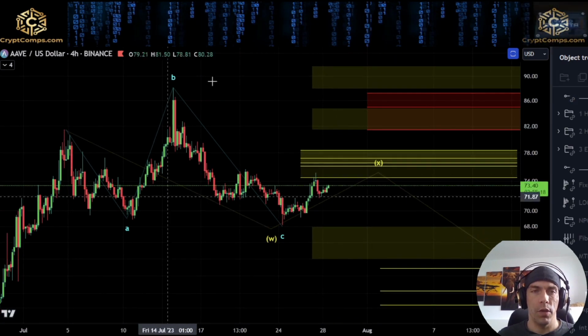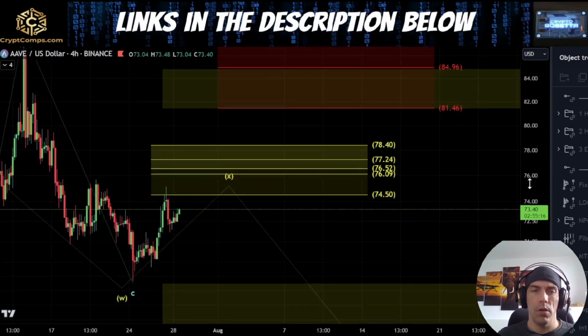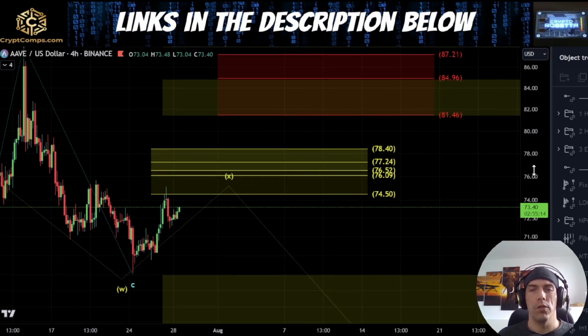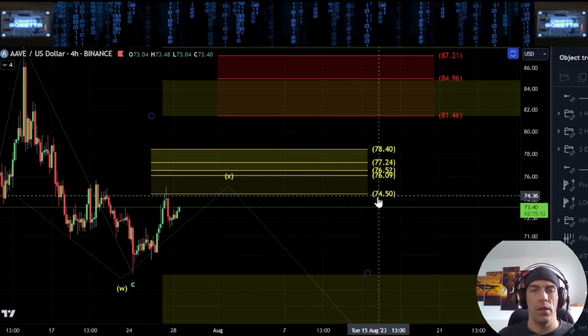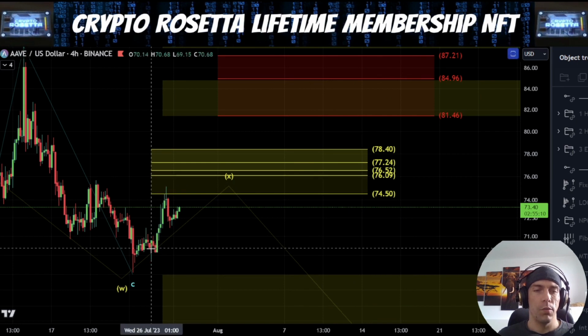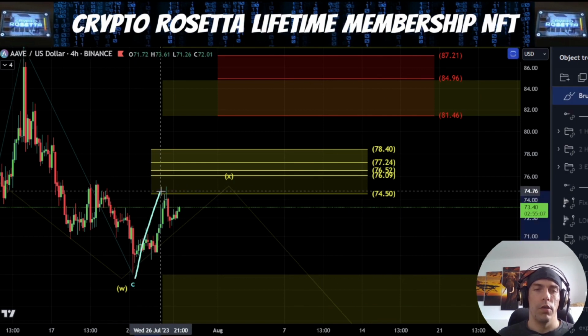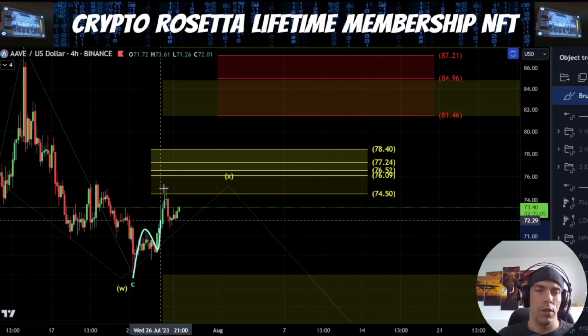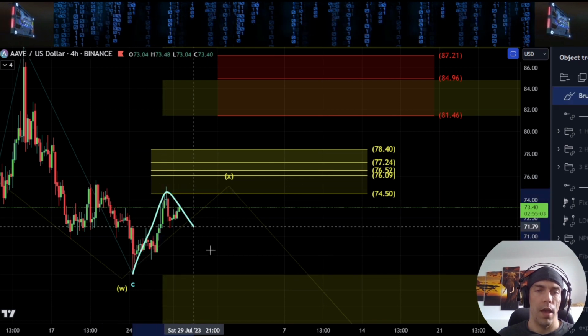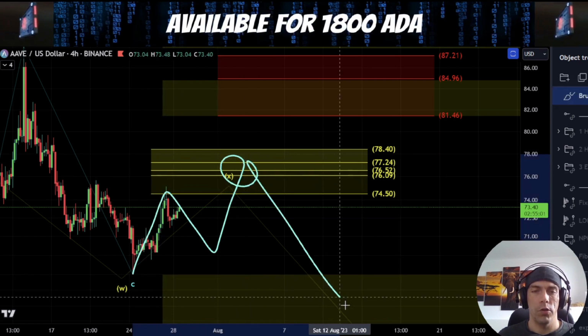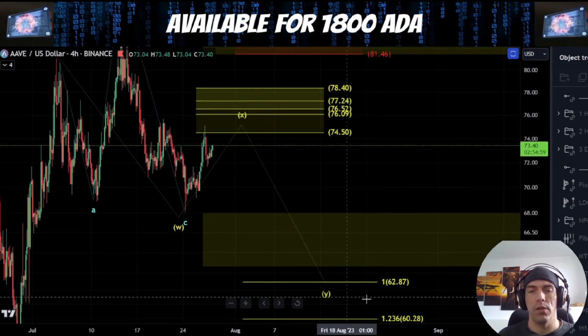Alternatively, this could just become a W move here, and then we could see an X wave to the upside. So until we break above the 78.40 to the 74.50, there is potential here that we could just see a 3-wave move to the upside. Now this is already 3 waves here. What we could get is this could be A, B, and C, something like this. Still reject here and then look to break to the downside.